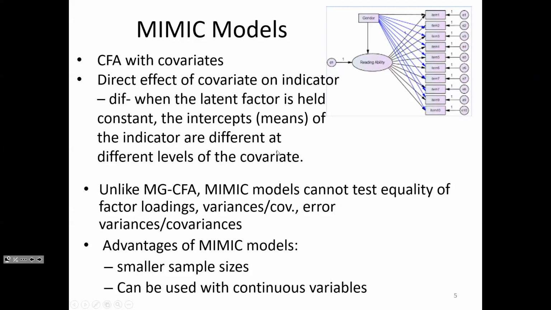Or if you have a continuous variable that's a covariate and you want to treat it as continuous, that's another time that you would use a MIMIC model. So there are times that these are good models, but if you have a variable like gender and you have enough in each group, I wouldn't do a MIMIC model if I could do multiple groups. But there are times when MIMIC is your only choice. Okay.